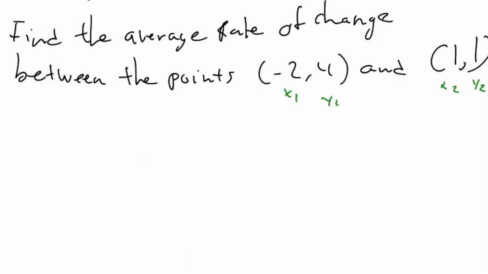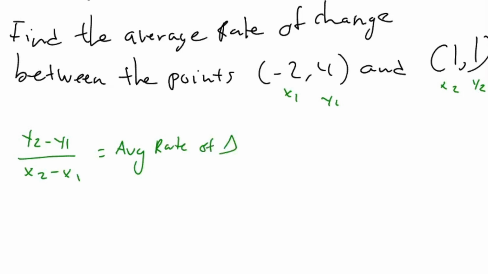Alright, let's look at our first example over here, and it says, find the average rate of change between the points -2, 4 and 1, 1. So for our first point, -2, 4, x1 is -2, y1 is 4. And for my second point, my x2 is 1 and my y2 is 1. So let's use our formula here, y2 minus y1 over x2 minus x1. This is equal to my average rate of change. I'm going to put delta just to show it's rate of change.